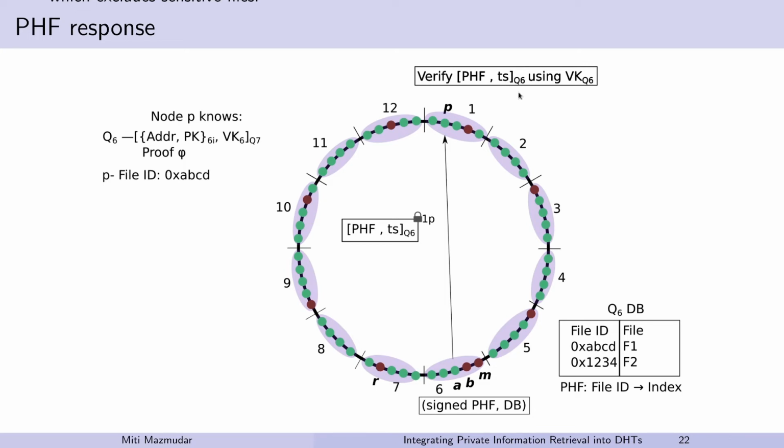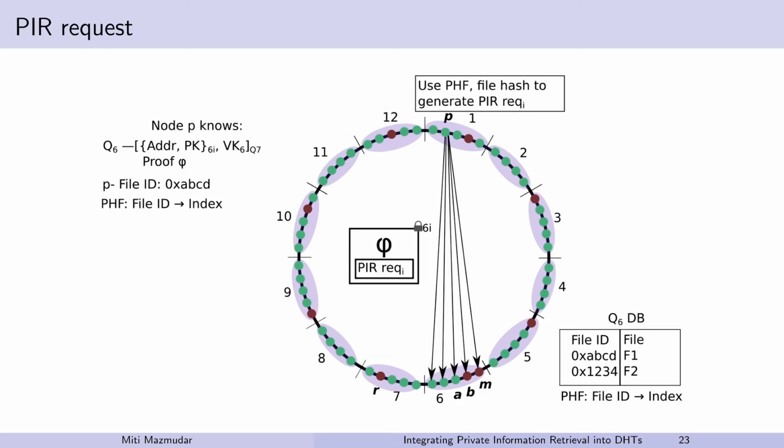The RCP threshold needs to be calibrated carefully for the PHF response verification. This is because lazy Byzantine nodes should not prevent an honest delegate node from responding with a valid PHF, and at the same time, Byzantine nodes should not be able to collude to generate a valid threshold signature over a fake PHF, which excludes sensitive files. Okay, so now the client gets a valid fresh PHF, and it looks up the file hash in the PHF and obtains the index of the file in the database.